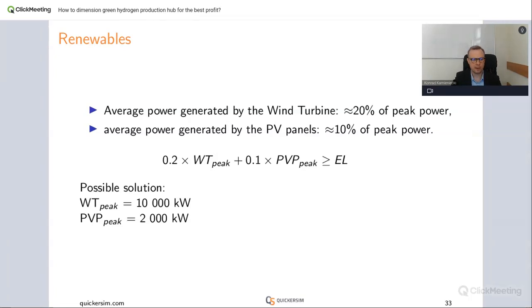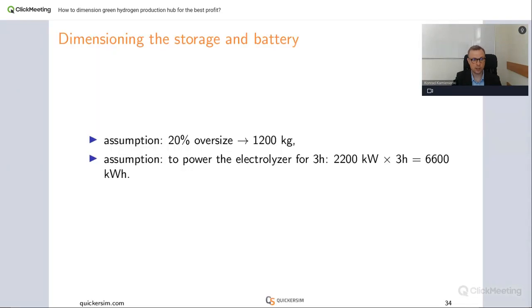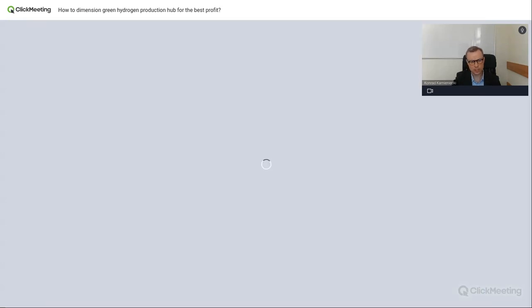Okay, so we have renewables adjusted for our simulation. And now we can also adjust the tank. I know that I want to produce 1,000 kilograms daily, so my tank will be a little oversized. So I make sure that my tank is never empty, and this is a pretty important assumption in this installation. And also I assume the battery is going to power the electrolyzer for 3 hours. So the capacity of the battery is 6.6 megawatt hours. So this is our starting point.